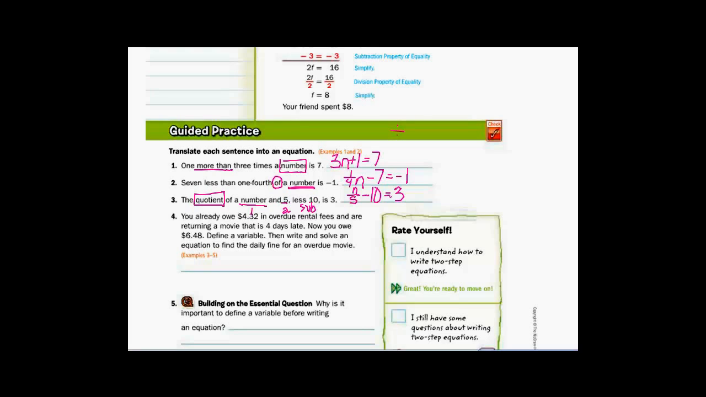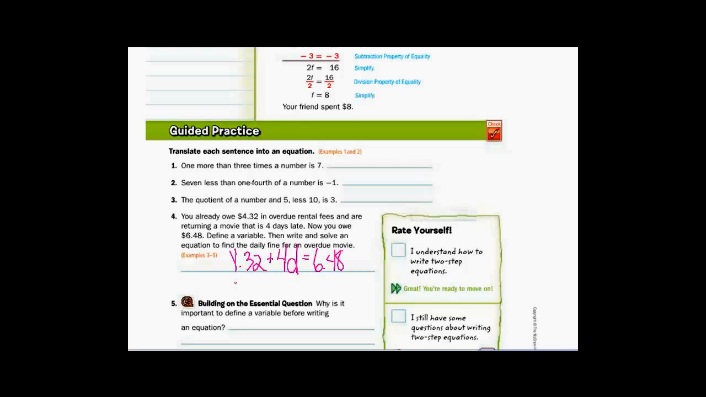Okay, so let's go ahead and try number 4. This will be our last one. Number 4, you already owe $4.32. So that's there from the get-go, $4.32 in overdue rental fees. And you are returning a movie that is 4 days late. Now you owe $6.48. Define the variable. So what are you looking for? You're looking for the amount you're late per day. Okay? So you already owe this, and now you're 4 days late, and now your total is $6.48.